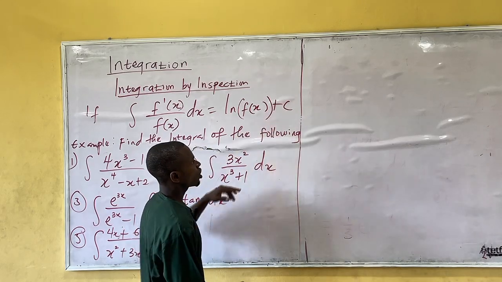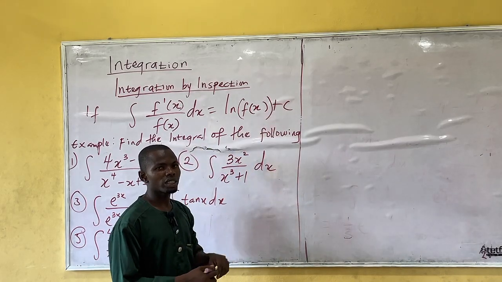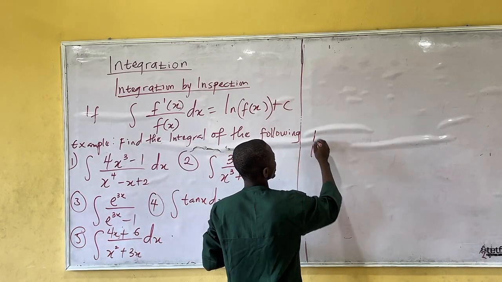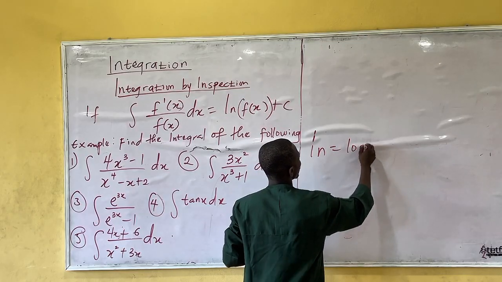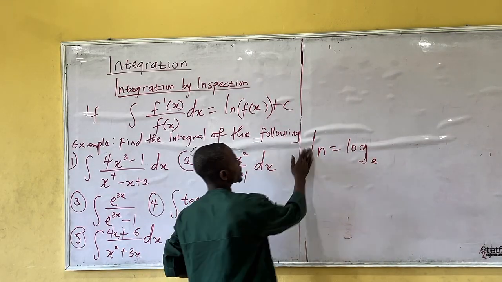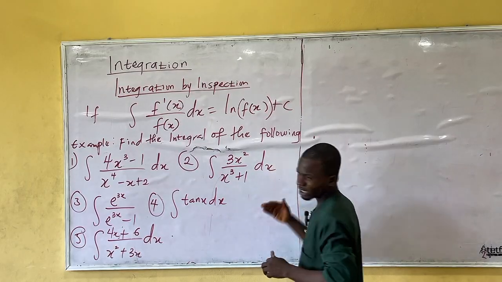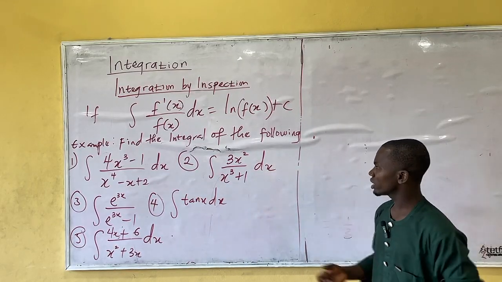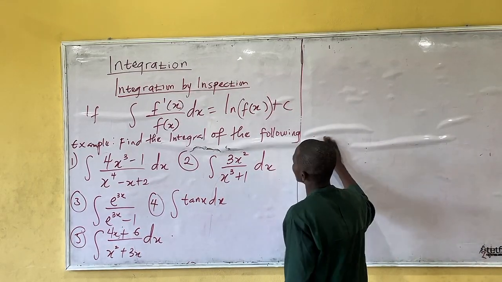Note, ln means log to base e. So you just inspect, then you have your answer. It's not hard. So let's go to these examples.